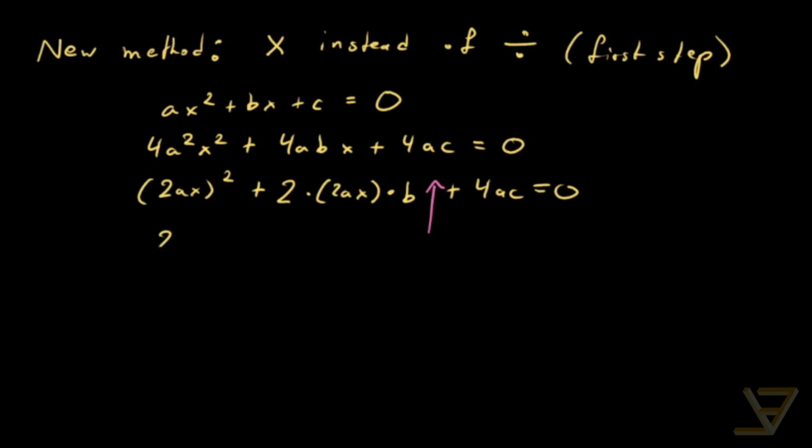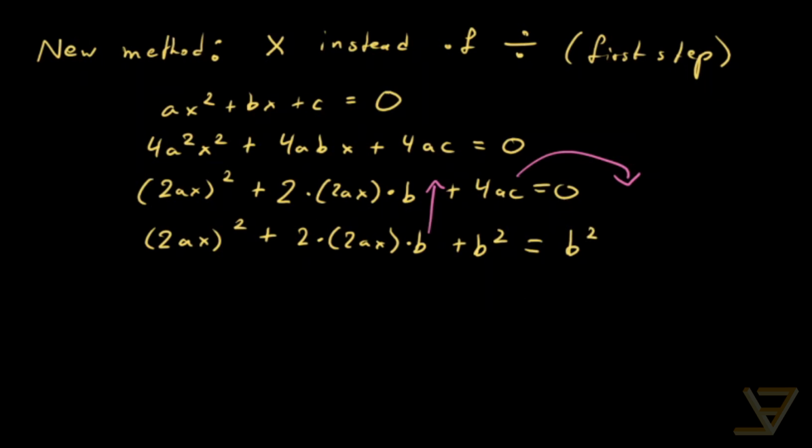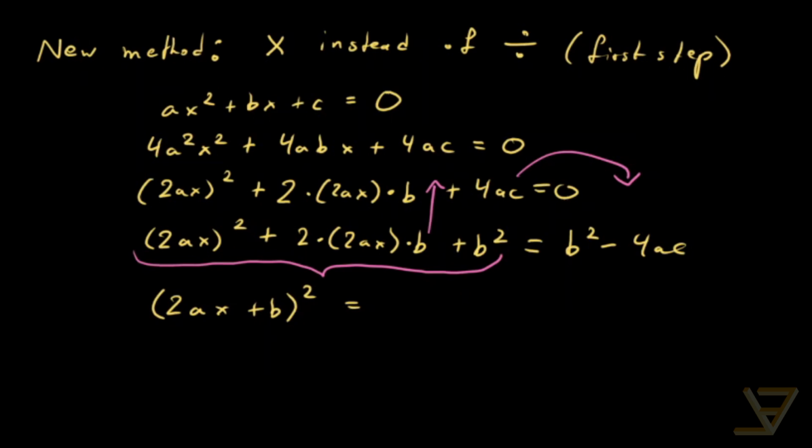So what we get is 2ax squared plus 2 times 2ax times b plus b squared, and we'll take the 4ac over to this side. So what we get is b squared minus 4ac. Now let's factor what we have over here on the left side. We get 2ax plus b squared is equal to b squared minus 4ac.